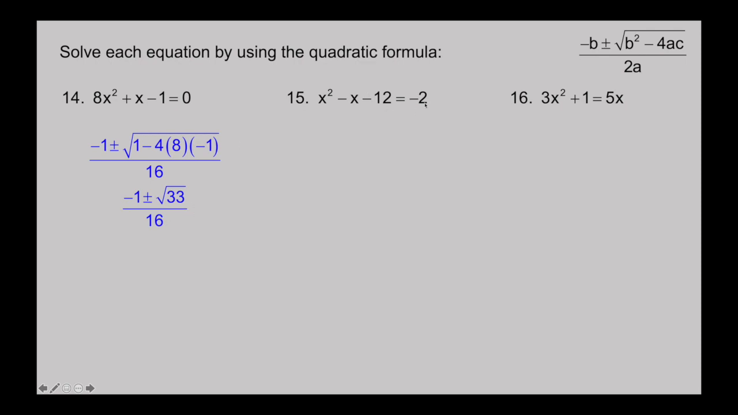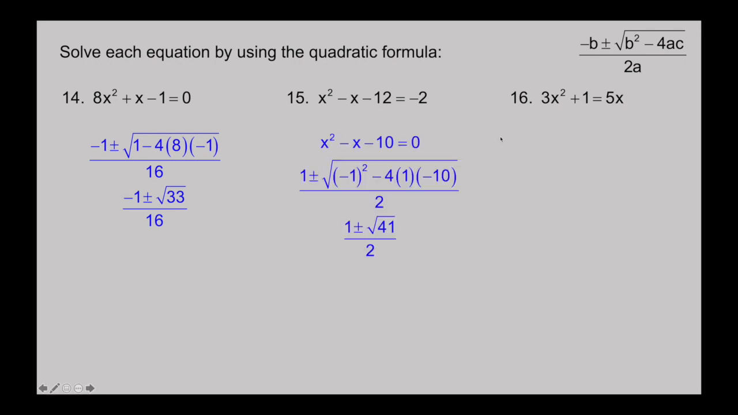Then for 15, I have to start by adding 2 to each side, and that's going to give me x squared minus x minus 10 equals 0. So then from here, again, I'm taking the opposite of b. So this is currently a negative 1. That's going to make this a positive 1 plus or minus the square root. Taking negative 1 and squaring it, that's b squared. And then I've got to go minus 4 times our a value, which is 1, times our c value, which is negative 10. And then it's all over 2 times a, which is 1.